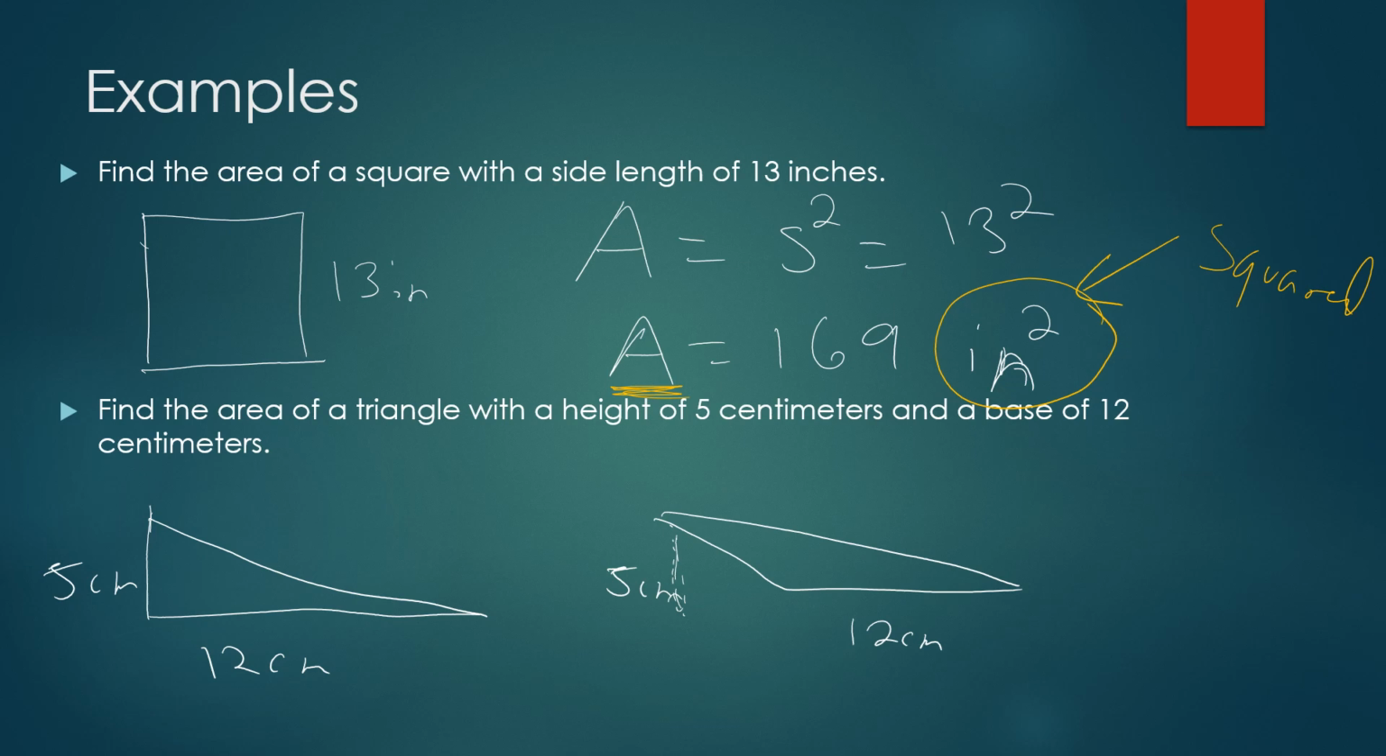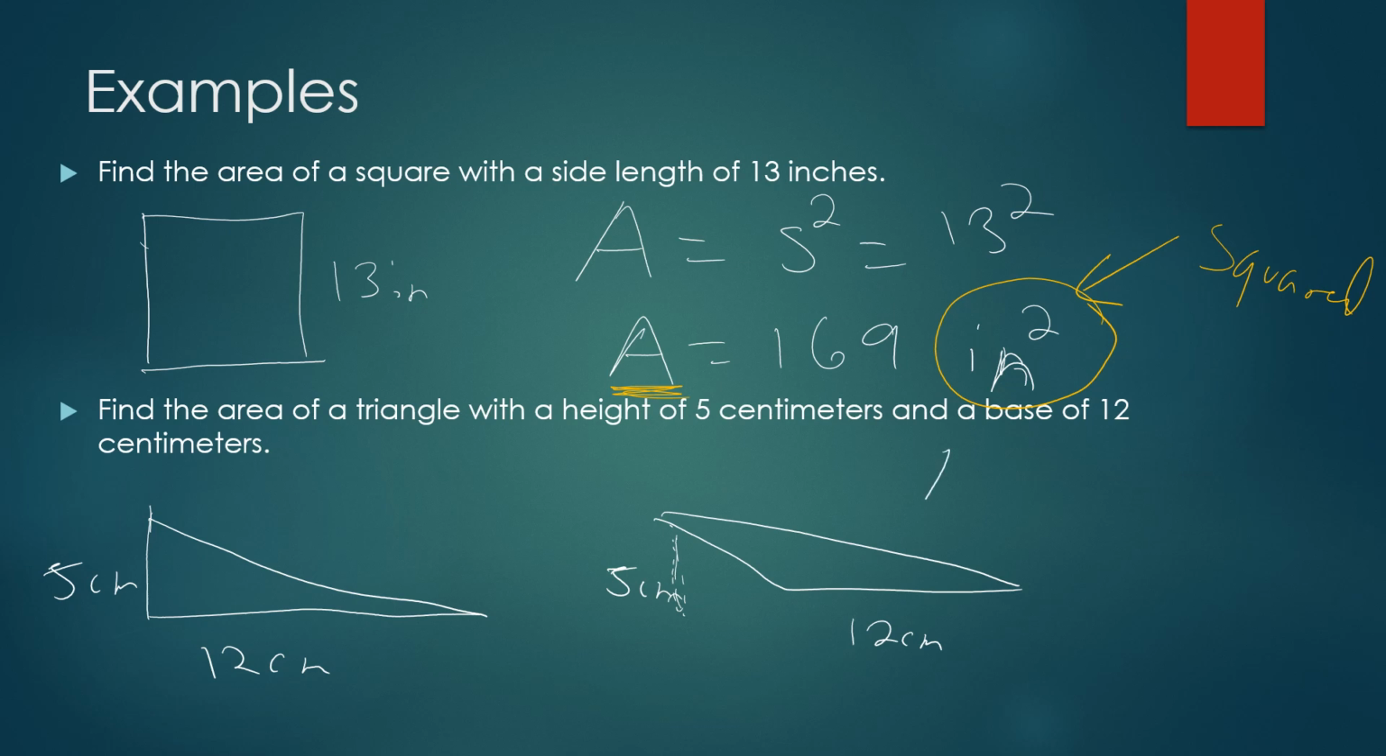The important thing about a triangle is that the height of the triangle is in relation to the base. If I were to flip the triangles on their heads, I would still have 5 centimeters towards the 12 centimeter base. That's still considered height and base, even if I were to flip it upside down.